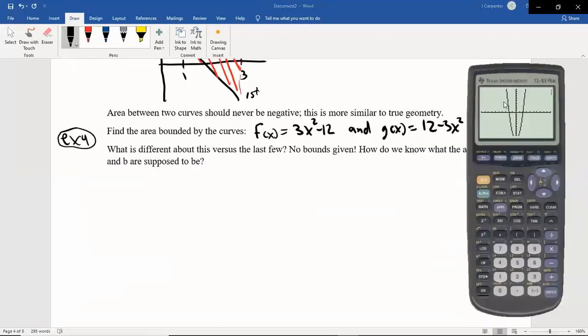You should all know that that's an upward facing parabola because the biggest term is an x squared and it's a positive coefficient. Now I'm going to hit enter and unpause it, and it's going to draw the second one, 12 minus 3x squared. That should be a downward facing parabola. So here comes our downward facing parabola. Here's the g of x. So that's the picture we're looking at.